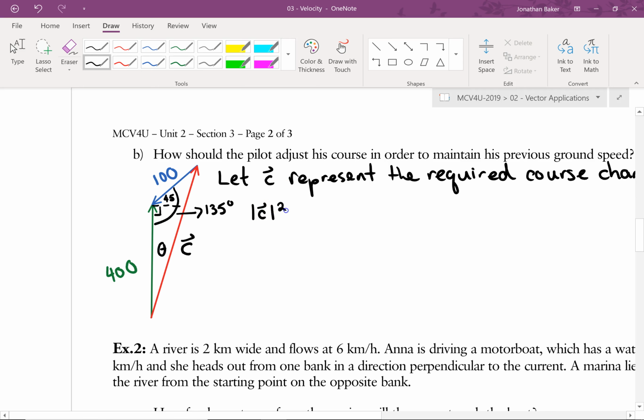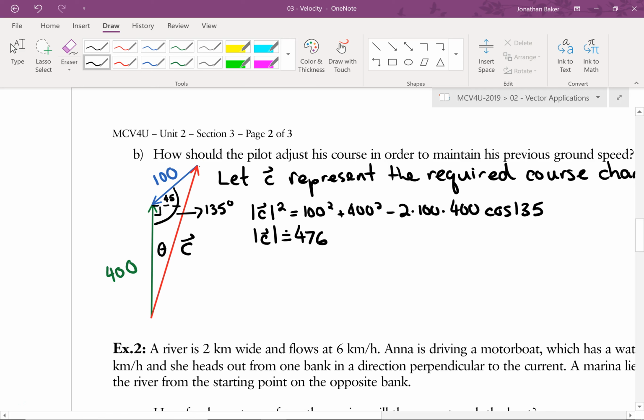Magnitude of c squared is equal to 100 squared plus 400 squared minus 2 times 100 times 400 times the cos of 135. And after we number crunch, we'll get the magnitude of c is approximately 476 kilometers an hour. And that should make sense. This should be longer than 400 and longer than both sides. Not necessarily the sum of both sides, but it should be at least longer than each side. Okay, so there's our speed.